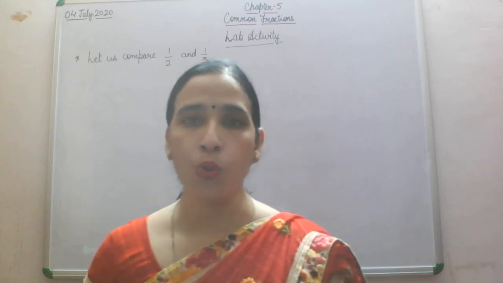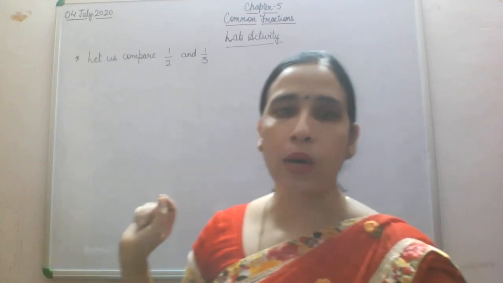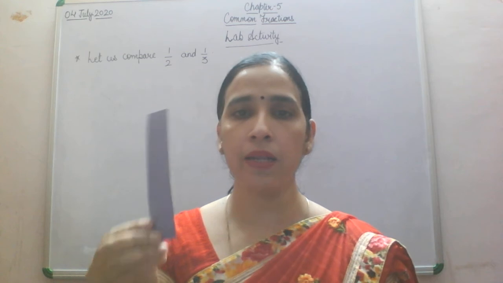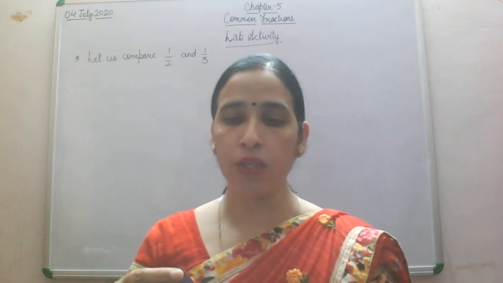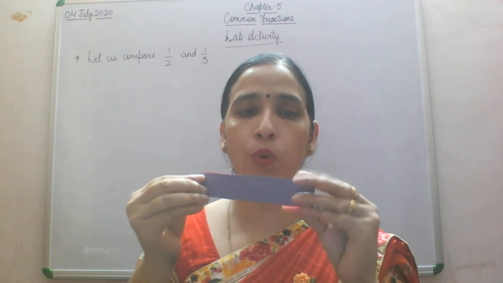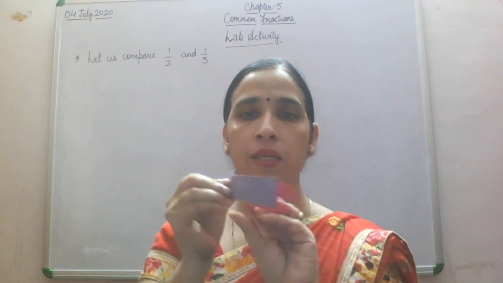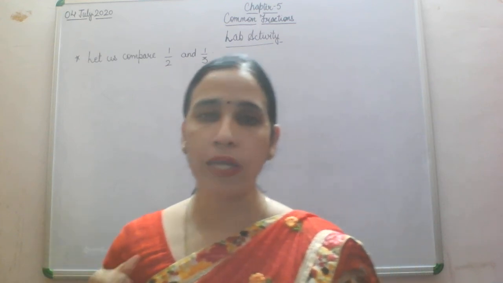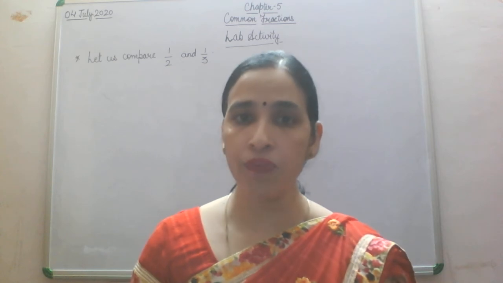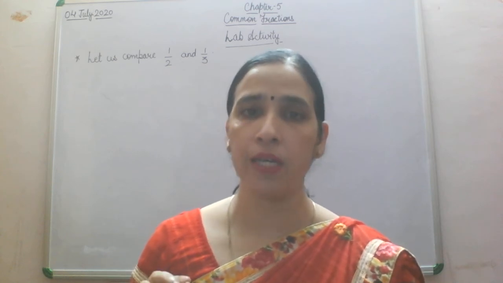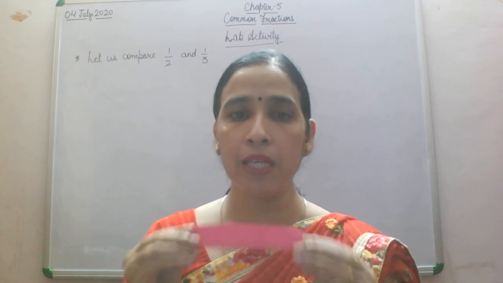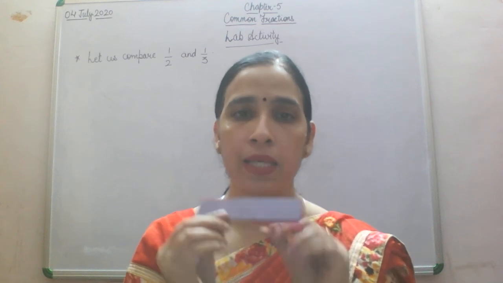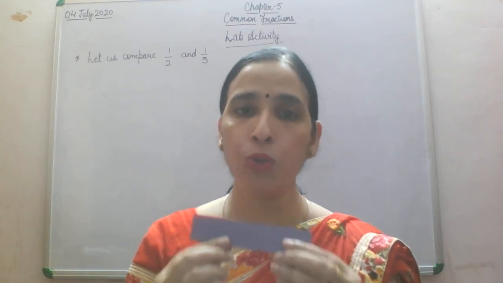So what you have to do is compare 1 by 2 and 1 by 3. Here I have taken two colored strips, one is pink and another is purple, and the length of both the strips is the same. You can see this. So you have to take two strips, either of the same color or of different colors, and they must be of equal length. Just like that you have to take two colored strips.